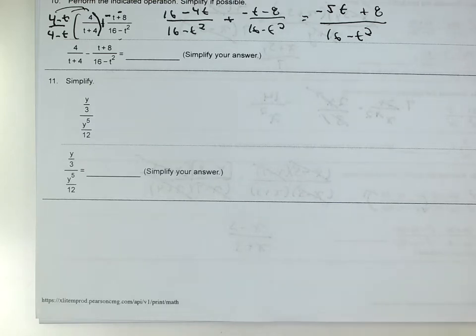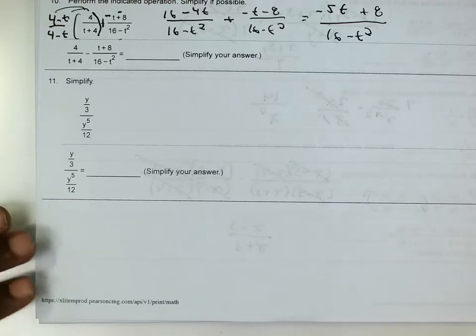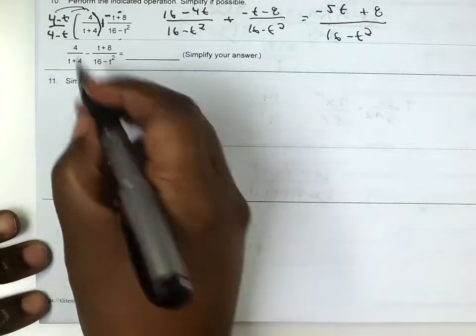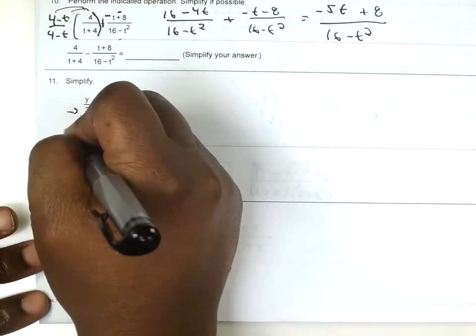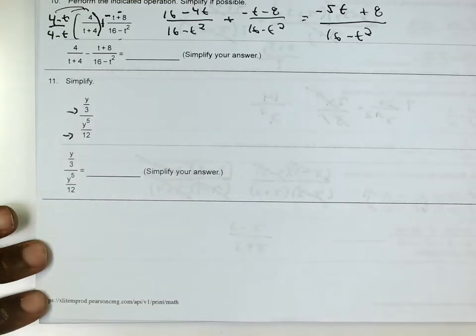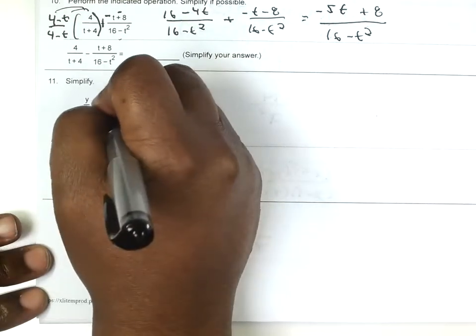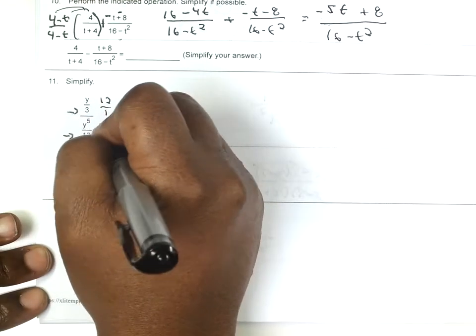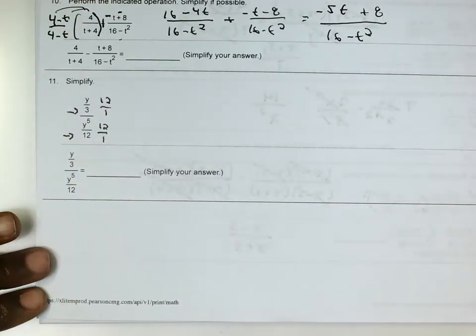Alright, so number 11 is complex, and we have to clear the fractions. So I'm looking at my little denominators, that's what I call them. So that 3 and the 12, and the LCD for that is 12. So I'm going to multiply the top by 12 over 1 and the bottom by 12 over 1.